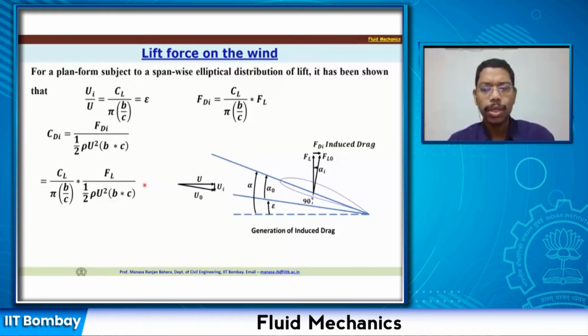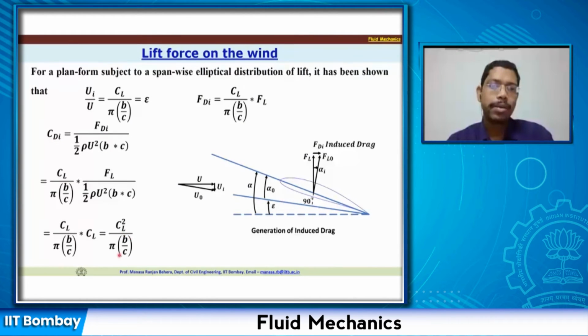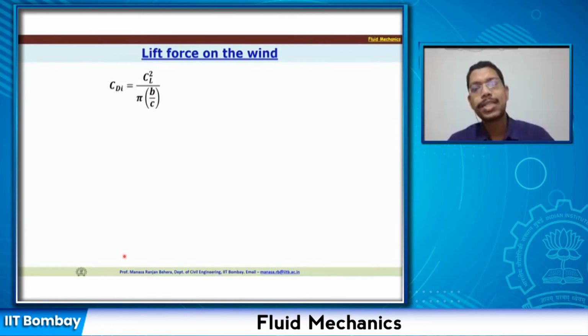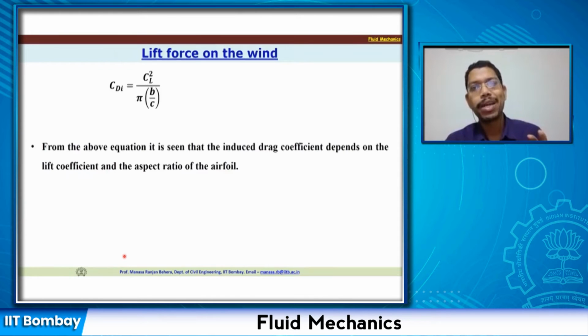All right, now if you rephrase this and solve it, you can write down the final expression: CDI is equal to CL square divided by pi multiplied by b by c. So what we observed is that this equation shows that the induced drag coefficient depends on the lift coefficient and the aspect ratio of the airfoil.